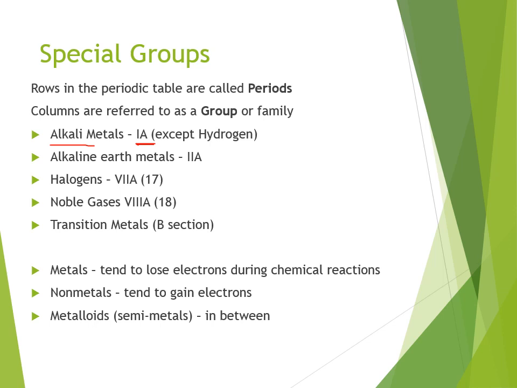Next, in the second group, group 2A, are the alkaline earth metals. Skipping way over to group 7A or 17 are the halogens. These are the representative elements right next to the noble gases. The last group, which we've already talked about, starting with helium, in group 18 or 8A are the noble gases.